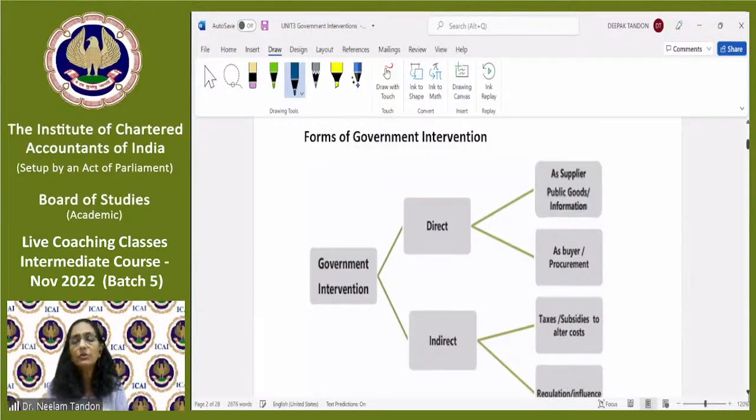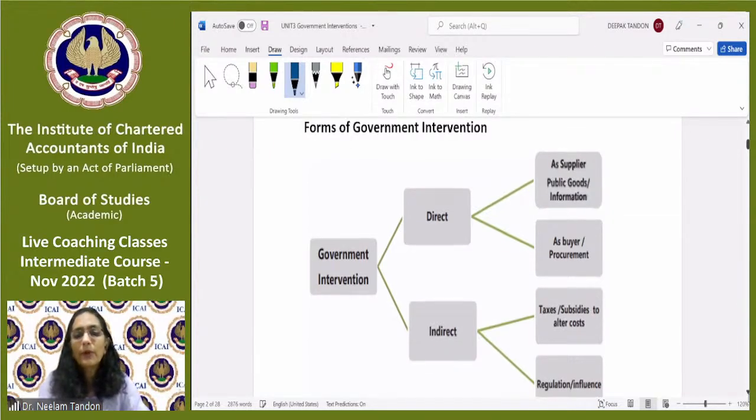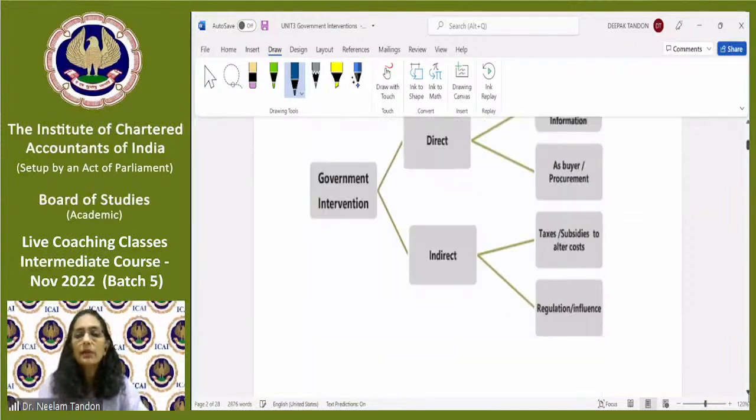Public banks, they have to lend 40% to rural India. That's a government intervention. If you want to operate as a bank, you have to go for priority sector lending to farmers. You cannot deny that if you want to exist. So direct intervention. Indirect can be through taxes and subsidies. Okay. So regulation and influences.